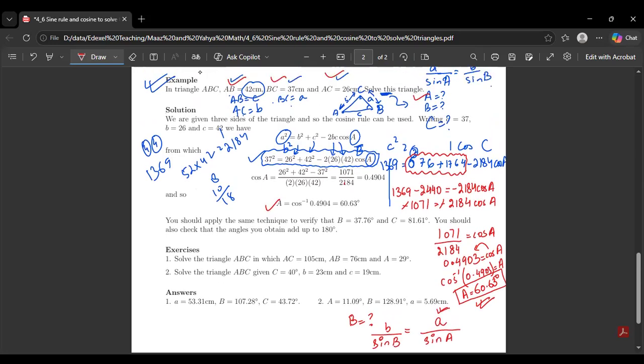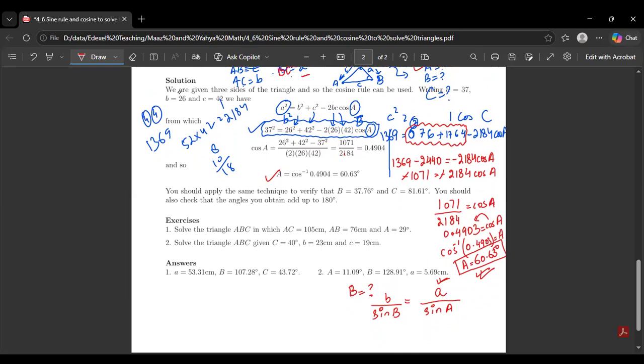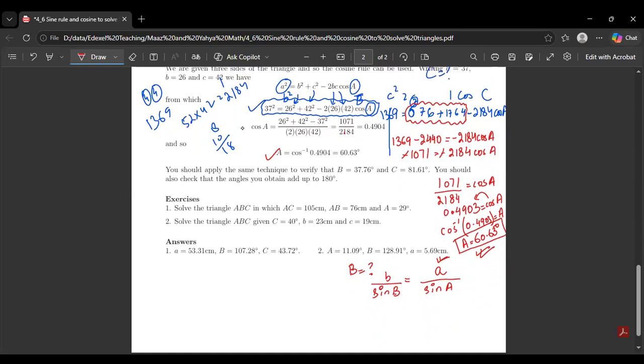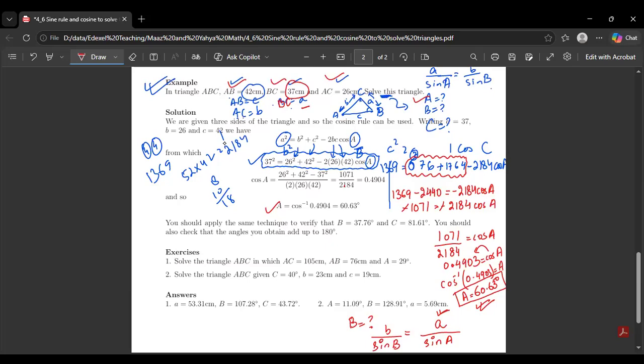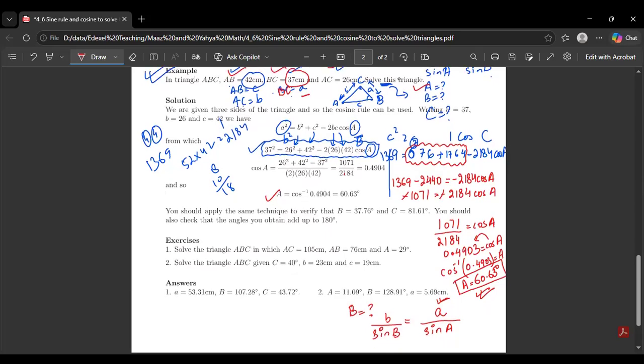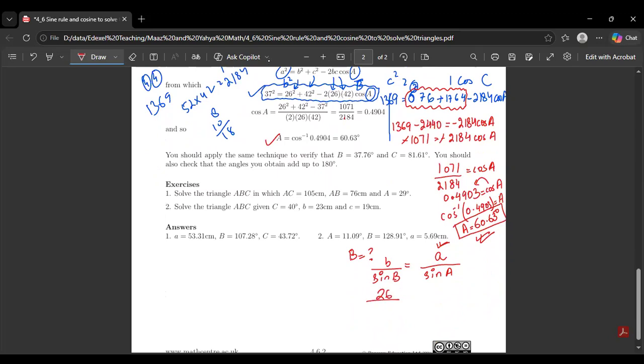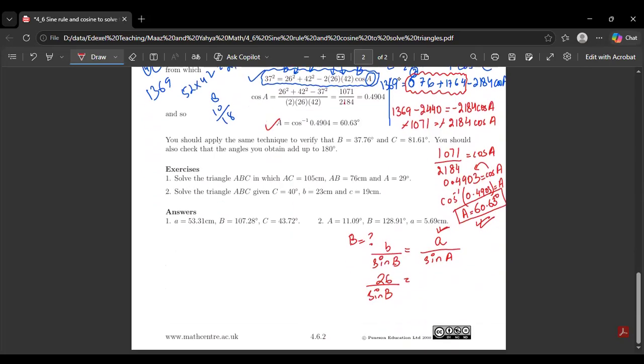This one. Yes sir, this a equals BC, which is 37 centimeters, right? Now we have just found out sine A, so we can plug in this 60.63 over here, and now we can make sine B the subject. So b is AC, which is 26. 26 divided by sine B, this is unknown, and a is known to us. What is the value of a? a equals BC. BC is 37.